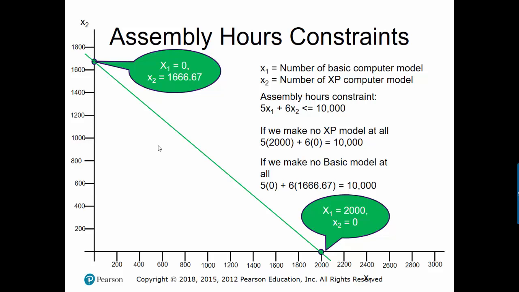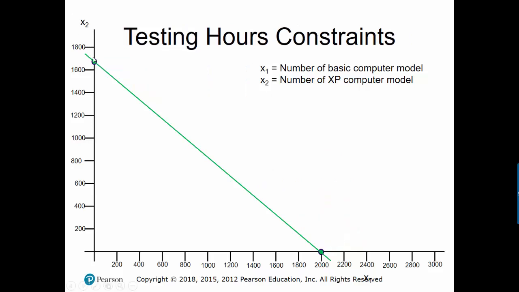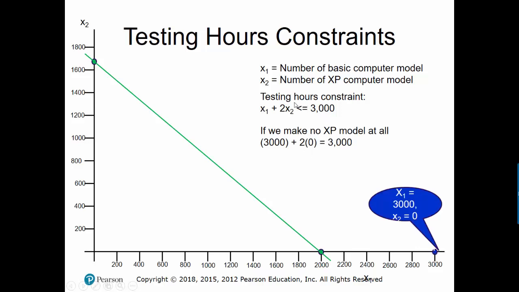So we have the testing hours constraint. So now we'll keep this because we need to stay within this area now. So let's take the testing hours constraint and do exactly the same thing. Let's set it equal to 3000 and draw that line. And to draw that line, we need 2 points. We'll set x sub 2 to 0 and find what x sub 1 should be, which will be 3000. So if x sub 2 is 0, then x sub 1 will be 3000 and that is represented by that point. Now if you set x sub 1 to 0, then x sub 2 has to be 1500 and that would be that point.